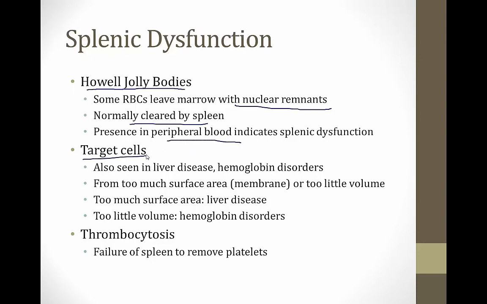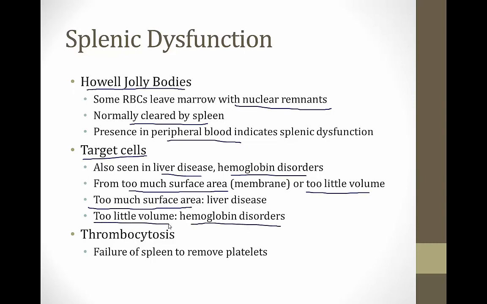Target cells can also be seen in people who've had a splenectomy. They're also seen in liver disease and hemoglobin disorders. The basic principle of a target cell is that it occurs when there is too much surface area or membrane or too little volume. Essentially, you have increased membrane area to volume area. In liver disease, patients have too much surface area of the red blood cells. In hemoglobin disorders, patients have too little volume.